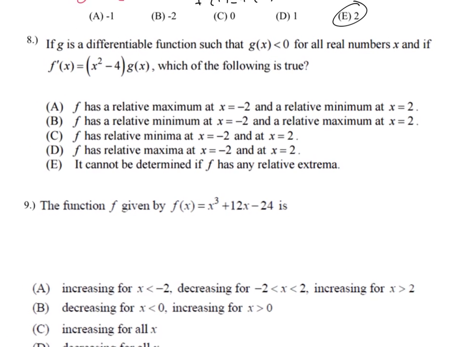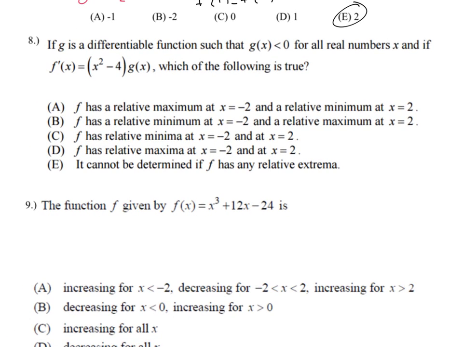This seems a little bit more complicated than it is because we have this extra g of x in here. If f prime of x is equal to x plus 2 times x minus 2 times g of x, I know that my derivative is equal to 0 at -2 and +2.